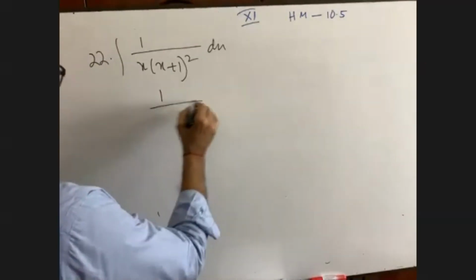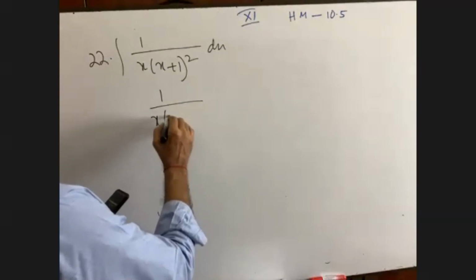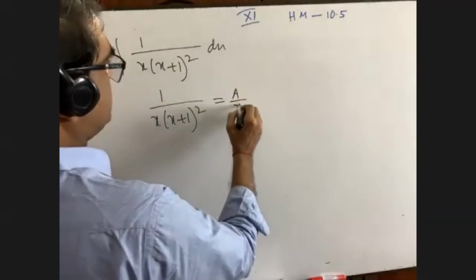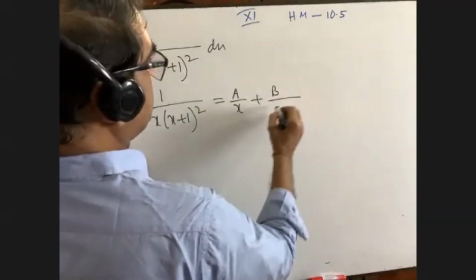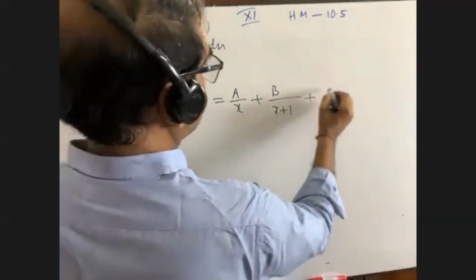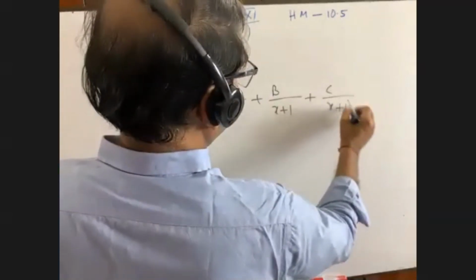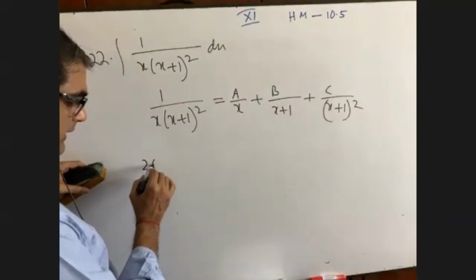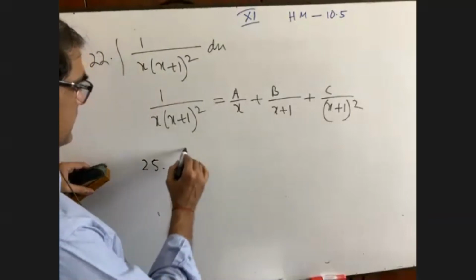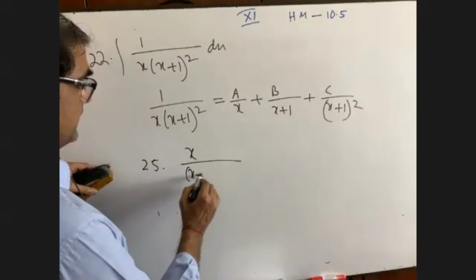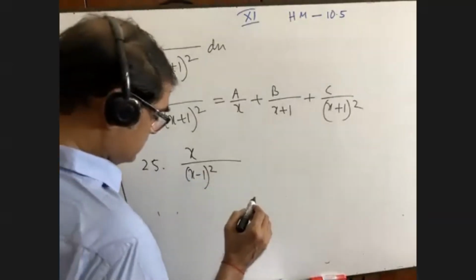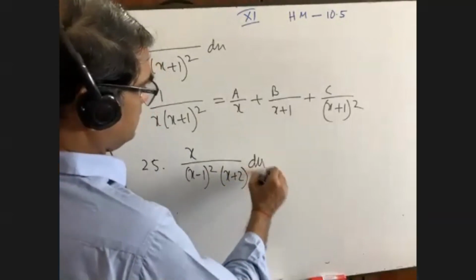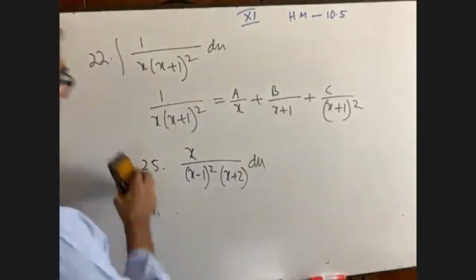It is 1 by x into x plus 1 whole square is equal to a by x, b by x plus 1, c by x plus 1 whole square. Okay, giving you some math so that you can do it at home. X by x minus 1 whole square into x plus 2 dx. Okay, this math you will do it at home.